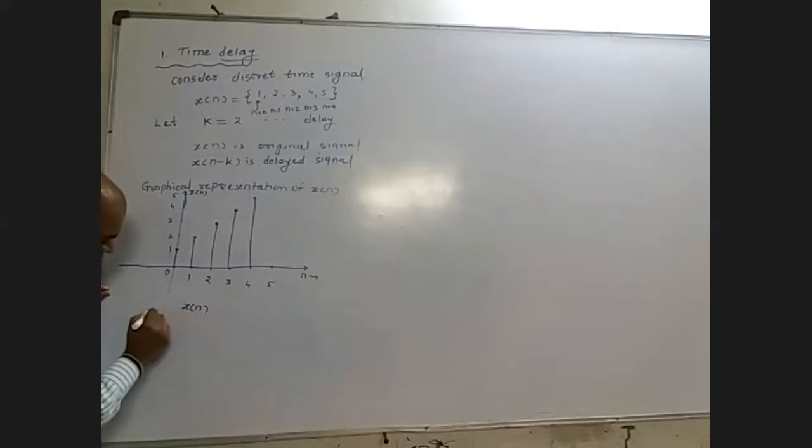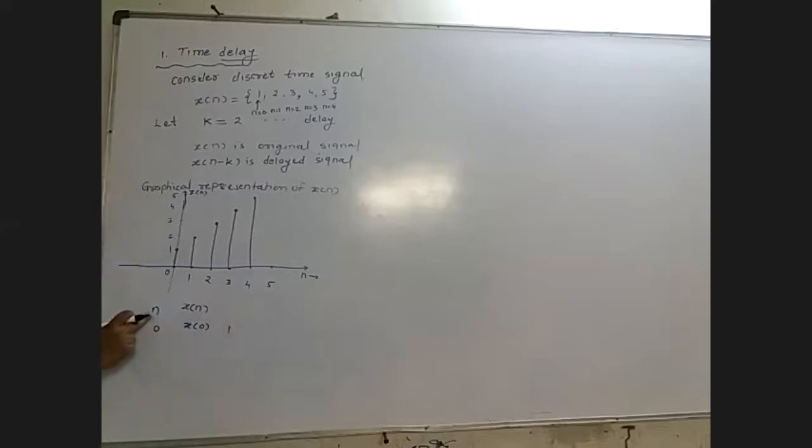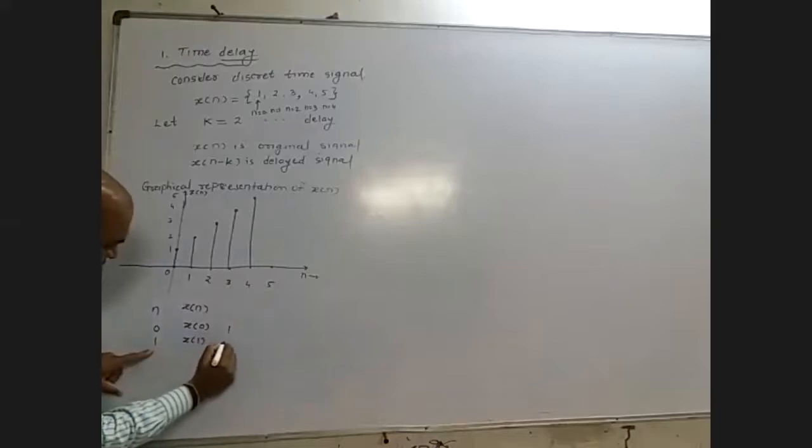Okay, and here I write n. n is 0, so what is x of 0? Here the x of 0 value is 1. When n is equal to 0, x of 0 is 1 from the graph. Similarly, when n is equal to 1, x of 1, its value is 2.